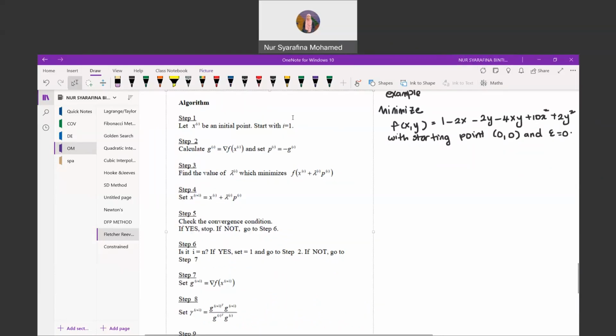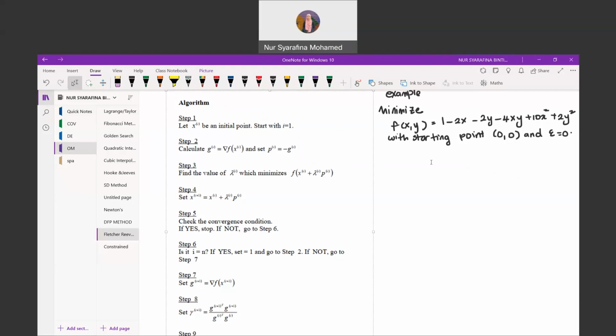All right, so we want to minimize this function f(x, y). We have two variables here: 1 minus 2x minus 2y minus 4xy plus 10x squared plus 2y squared, with the starting point given as (0, 0) and epsilon equals 0. So the stopping criterion is epsilon equals 0. Okay, let's try by looking at the algorithm here.